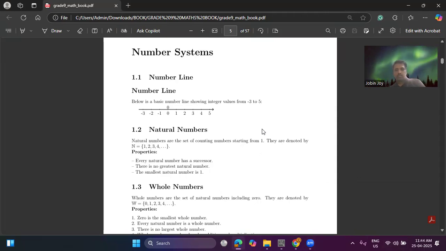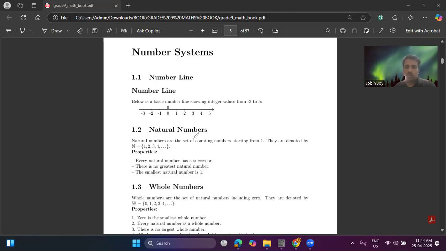Okay, so let's start the topic number systems. This session will be basically explaining the different types of numbers. For example, what is a number line? What are natural numbers? What are whole numbers? What are integers? What is the difference between rational numbers and irrational numbers?